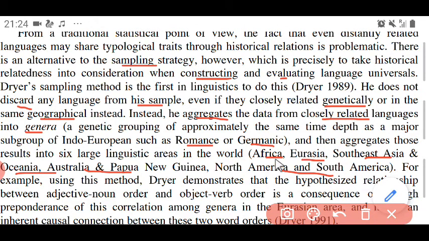So, Africa, second, Eurasia, third, Southeast Asia and Oceania, fourth, Australia and Papua New Guinea, and then the last one, North America and South America.